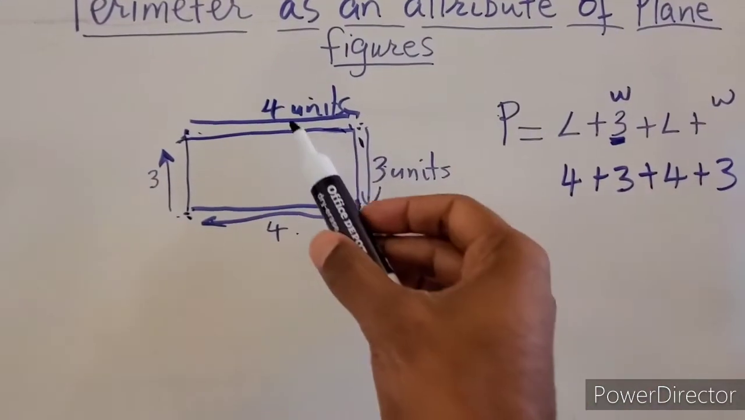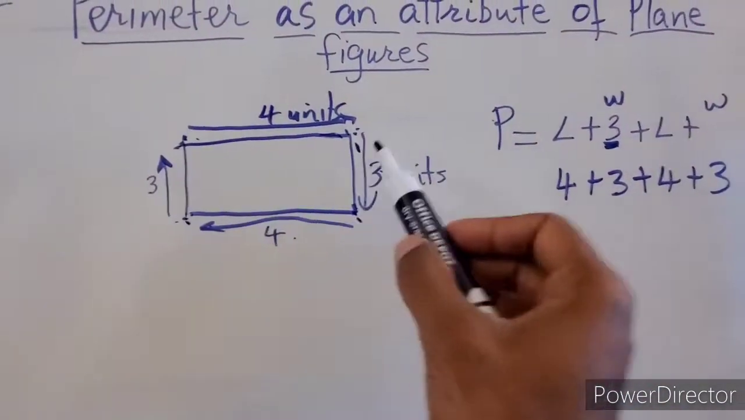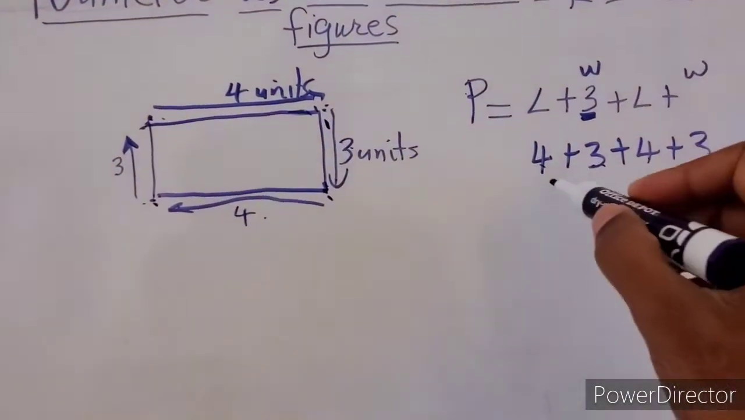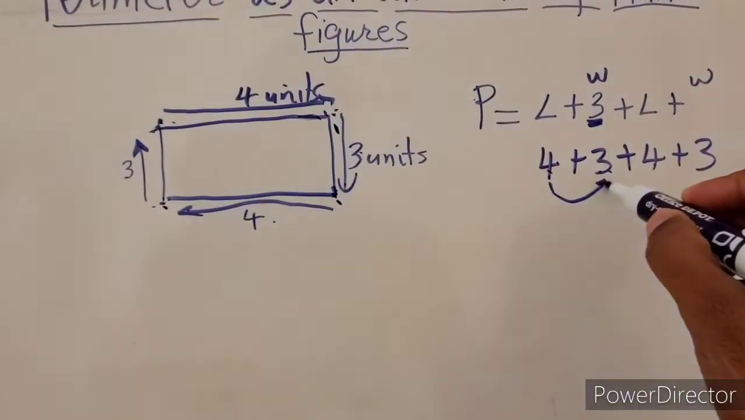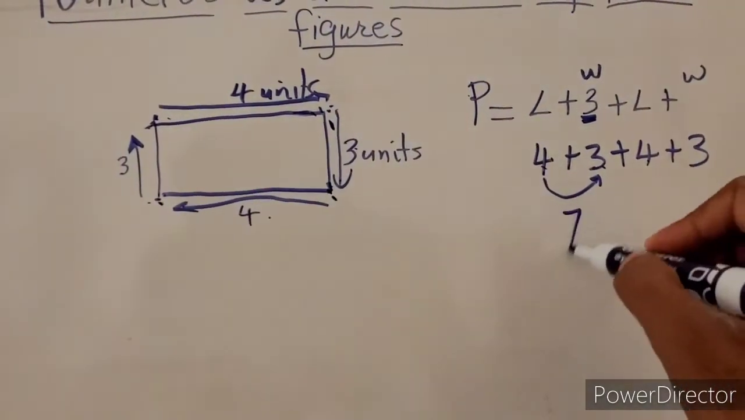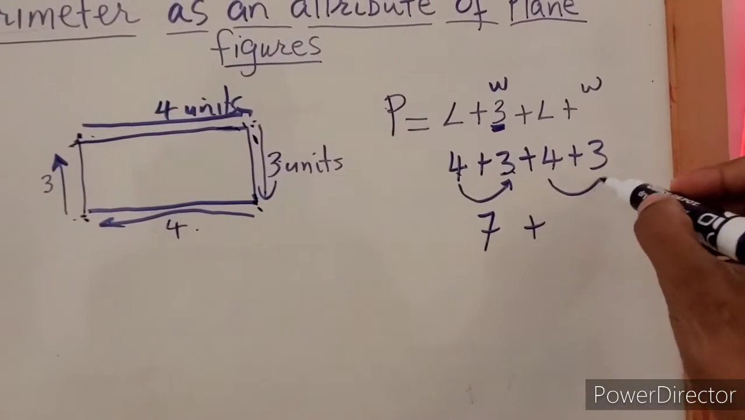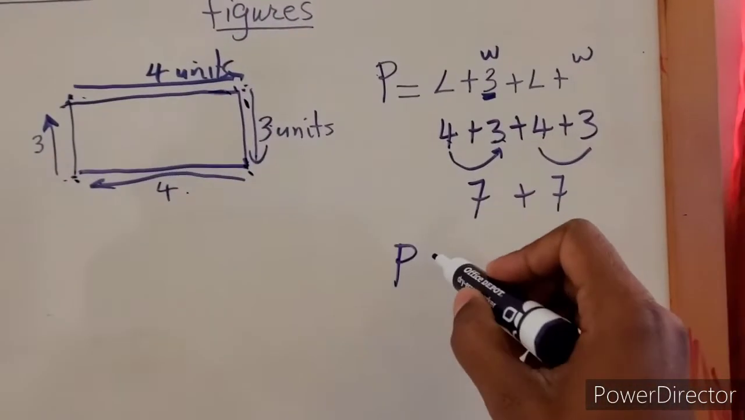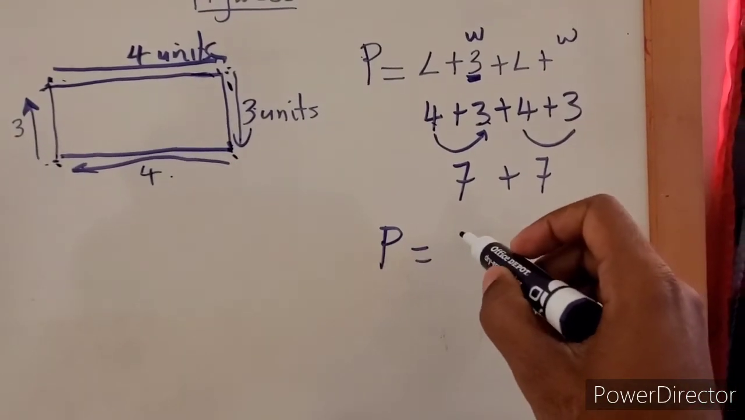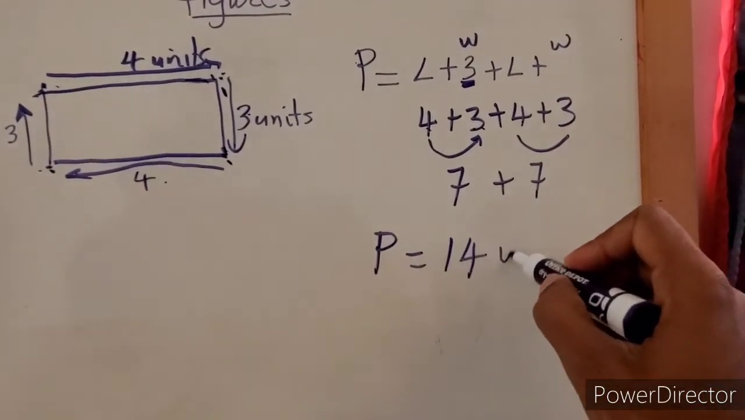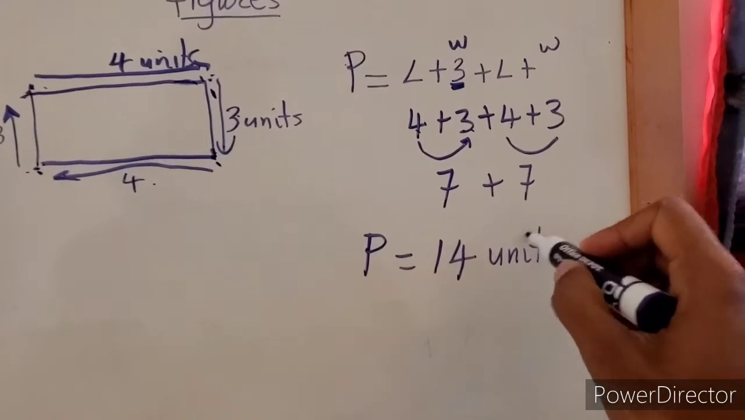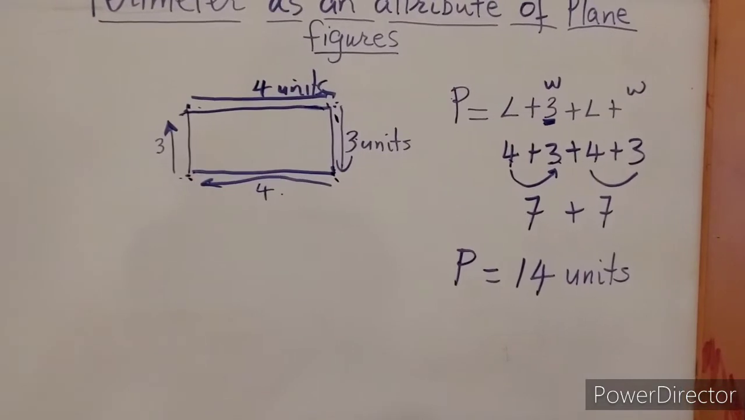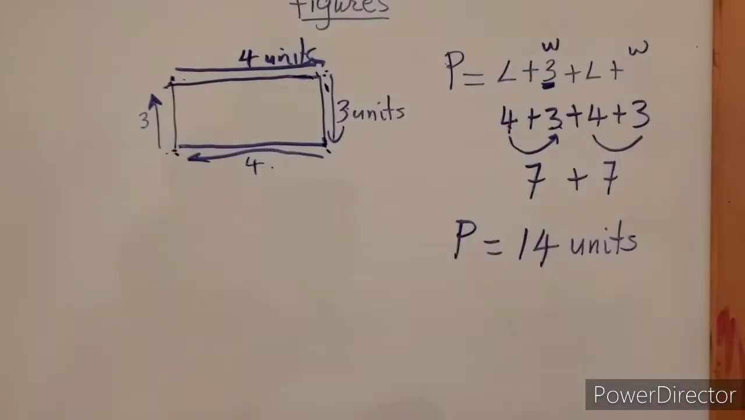So let me see how many 4s. We have 2 4s, and then we have 2 3s. So you'll add this plus that. 4 plus 3 is 7, plus 4 plus 3 is 7, and that 7 plus 7 is equal to 14, and that will be 14 units. So the perimeter is 14 units. You should know that by now, going over a few of the past lessons.